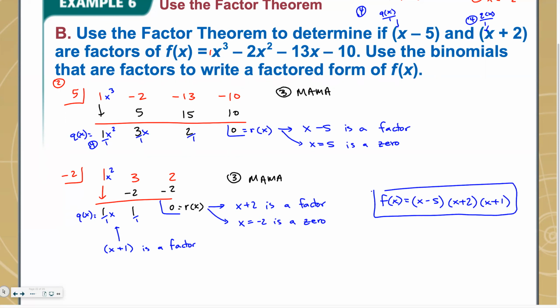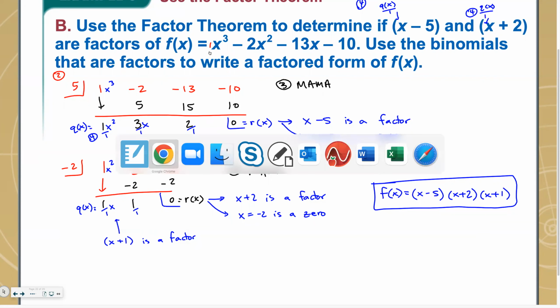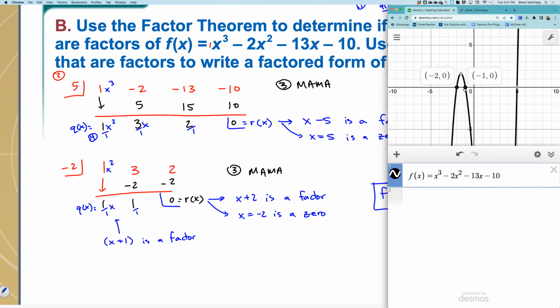Now, to go full circle from where we started with the calculator shortcuts at the beginning of the day, I'm going to graph this to show you, using the graphing, since these were all remainders of 0, that you could have graphed this and gotten these same zeros, or gotten the same factors from the zeros. Let's check that out. I'm going to graph this equation. So I have f of x equals x cubed minus 2x squared minus 13x minus 10. And when you check out where this graph crosses the x-axis, you'll see that you get zeros at -2, -1, and 5. -2, -1, and 5.